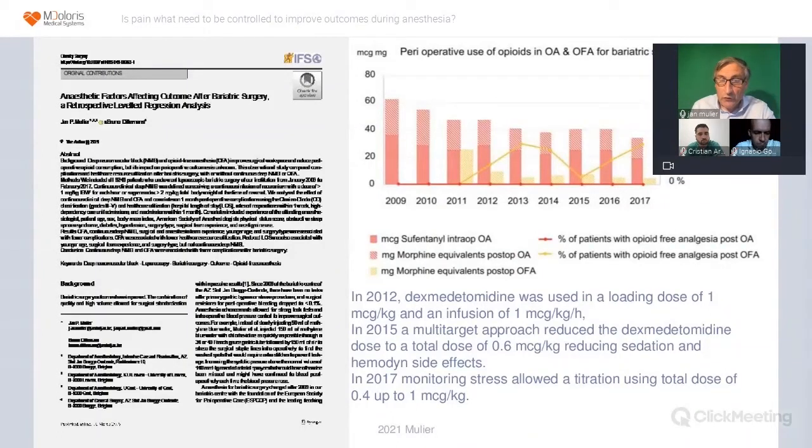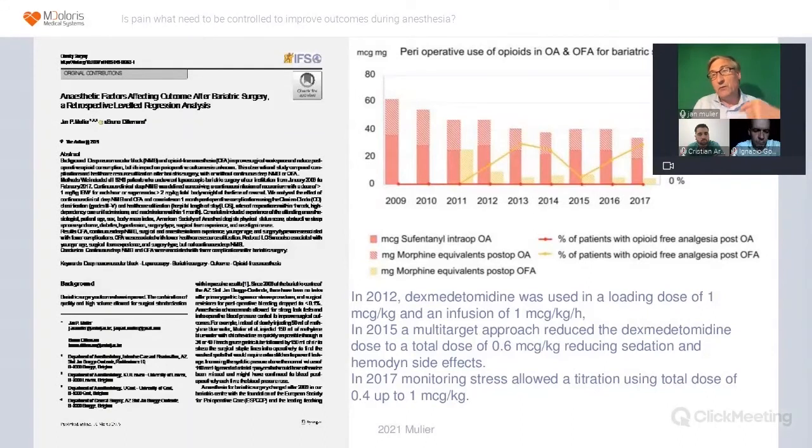We reduced in 2015, we went really to a multi-target approach, and I learned to use also a higher dose of ketamine before the incision. So we were able to reduce already to 0.6. We added then also the stress monitor, like the ANI, to our clinical approach in all these patients, and we were able sometimes even to go to 0.4. Sometimes we needed still 1 microgram, so we had to adapt for each patient differently.